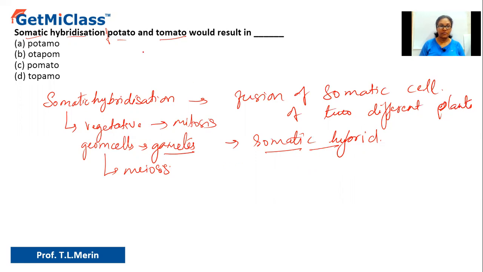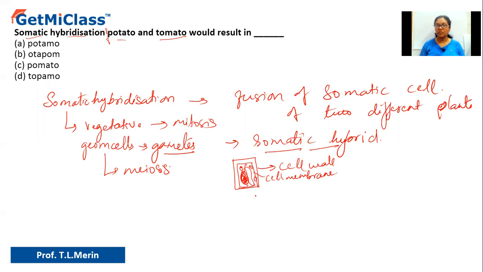For example, let us take potato and tomato. Here we are talking about the plant cell, so the cell wall should be removed. The cell wall should be digested. This is the cell wall, this is the cell membrane. If the cell wall is there, then fusion will not happen. This is the vacuole, then you have the nucleus, then the other organelles, mitochondria, chloroplasts, etc.